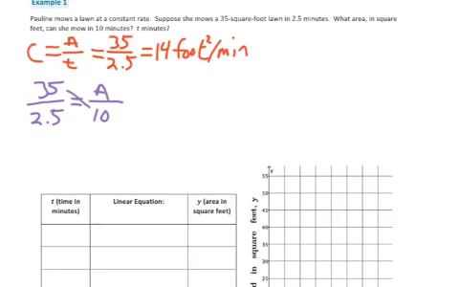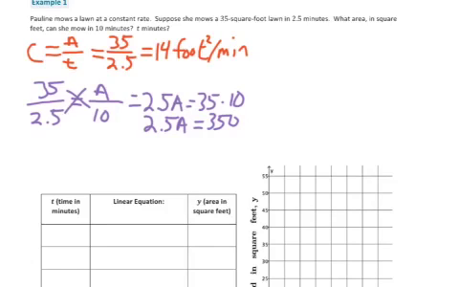So now go ahead and do your cross multiplication. That's going to work out to be 2.5 times a equals 35 times 10, which works out to be 2.5a equals 350. Divide both sides by 2.5. The area she can cover in 10 minutes is 140 square feet.